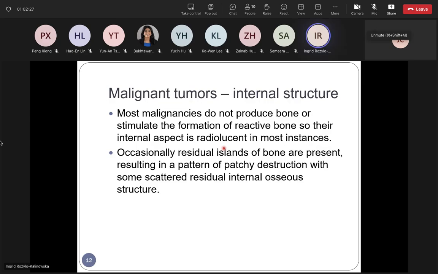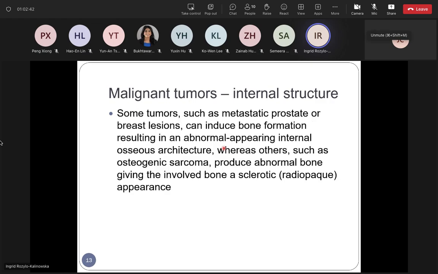Most malignancies do not produce bone, like carcinoma. It doesn't, but sarcomas do produce some incorrect ossifications inside. And some tumors, like metastasis, for example, from the prostate gland in males, are osteoblastic, osteosclerotic, which means that they stimulate production of the bone.